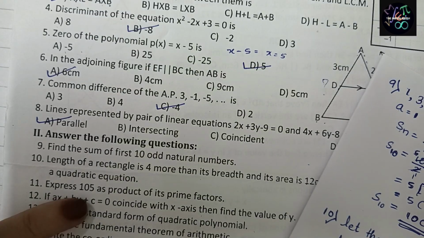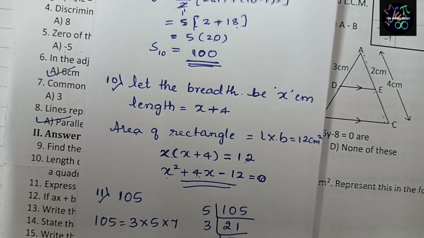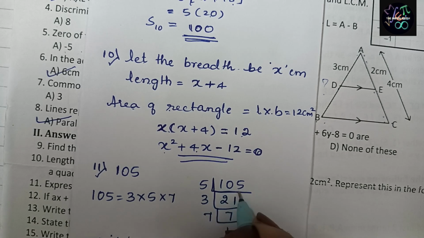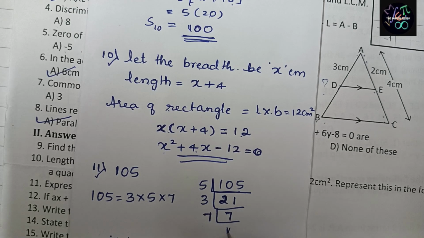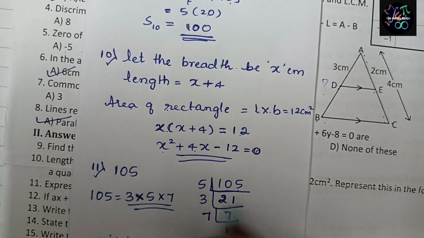Next question, express 105 as a product of primes. See, 105, I have written as a product of primes. So 105: 5 twos are 10, 5 ones are 5, 3 sevens are 21, 7 ones are 7. So as a product of primes, what can we write? 105 is equal to 3 into 5 into 7. These are the prime numbers and they are the product of primes.